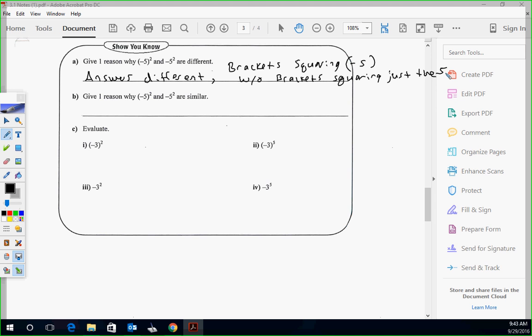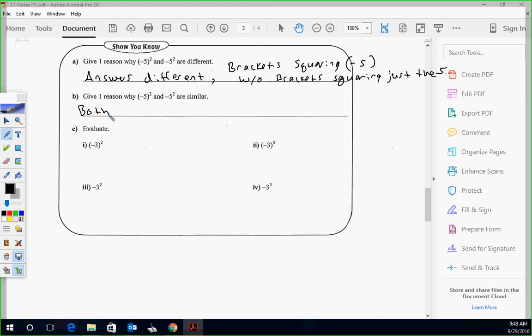All right, and then why are they similar, Luke? What's one reason they're similar? Because both of the numbers are being squared. Yeah, both are being squared. Let me ask you this. Somebody who hasn't spoken yet. What is the base of each of these?